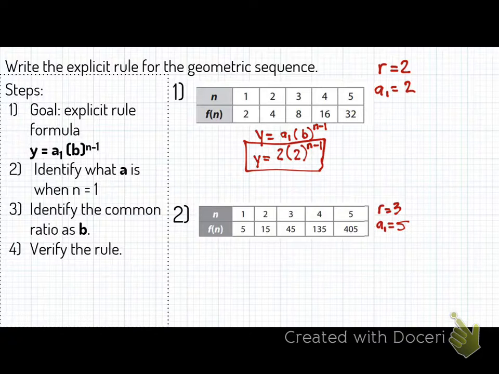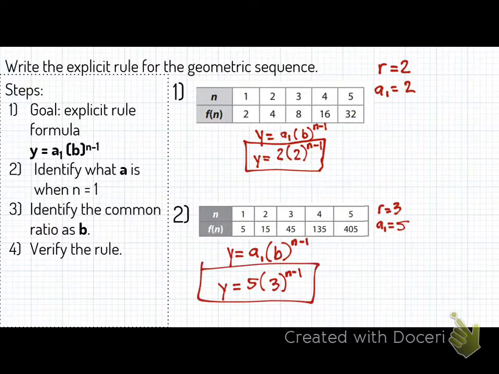So now we're going to start with writing the explicit formula, the basic frame or the equation for the explicit formula. And we're going to replace the value a sub 1 with 5, our base with our ratio of 3, times n minus 1, and that's it. So our answer here is y is equal to 5 times 3 to the n minus 1.